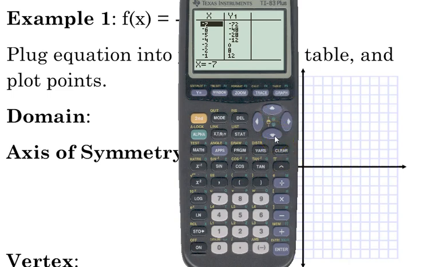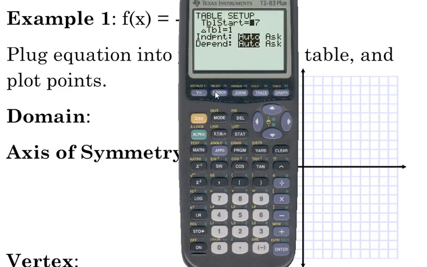If your table looks weird, I had a few people in first period whose table didn't have whole numbers on it. You can press second window. And above that, in yellow, you see TBL set. That's your table setup. You can actually tell it exactly where you want your table to start. Mine has -7 at the top of it right now. If I needed like -50, instead of having to scroll all the way to -50, I can go here and type in -50.